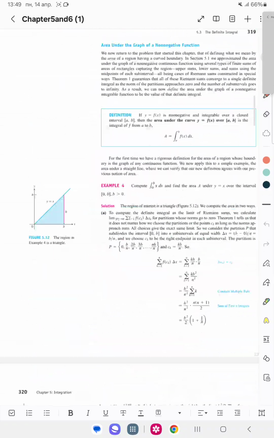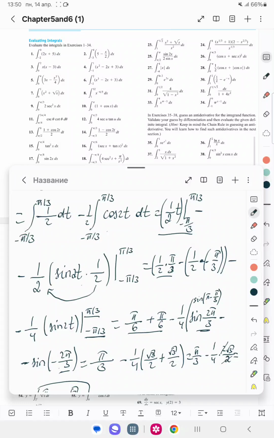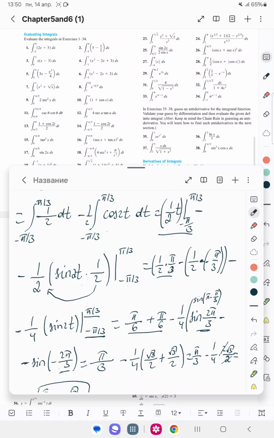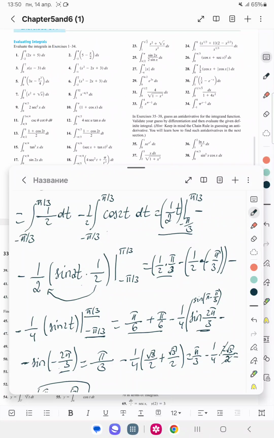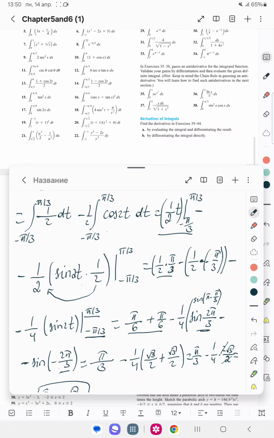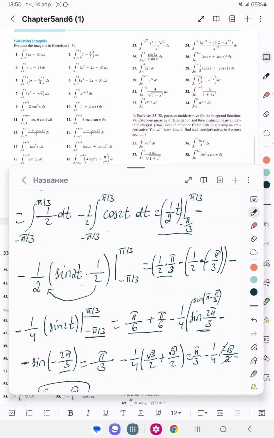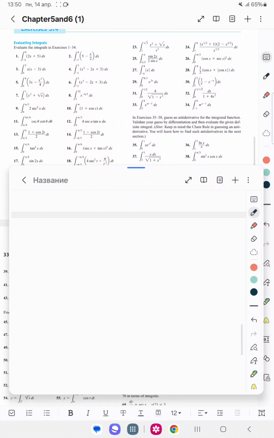Okay, now let me do another example, something a bit difficult. I don't know which one is difficult for you. I really don't know. For example, okay, let me do 25. It's a bit different, I think.